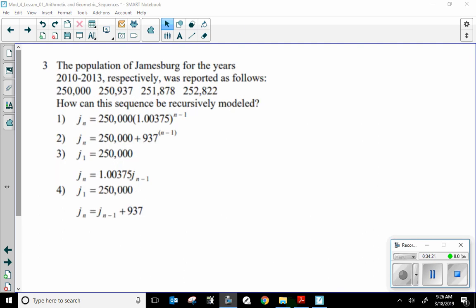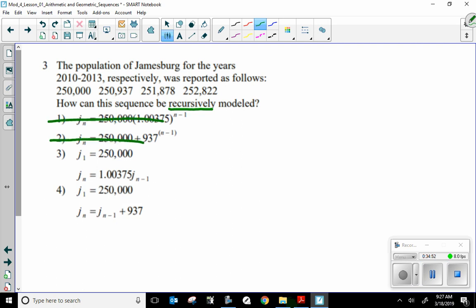Here's another one. The population of Jamesburg for the years 2010 through 2013, respectively, was reported as follows: 250,000, 250,937, 251,878, and 252,822. How can this sequence be recursively modeled? Recursively, they need to give me an element. 1 and 2 do not. They just give me an equation. Here's an element, and here's an element. So it's either 3 or 4.